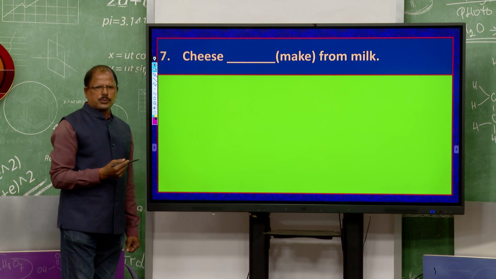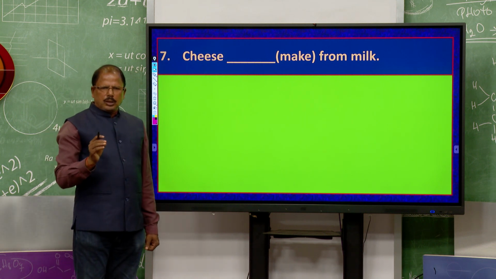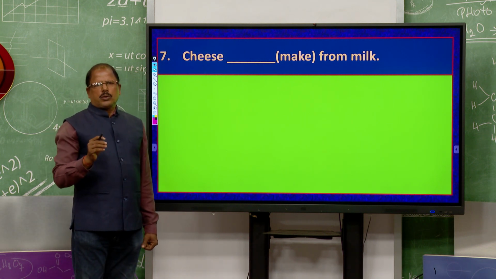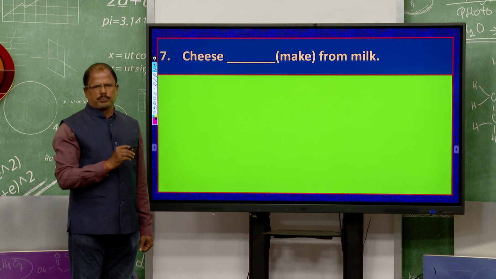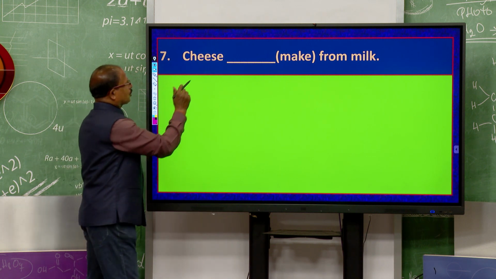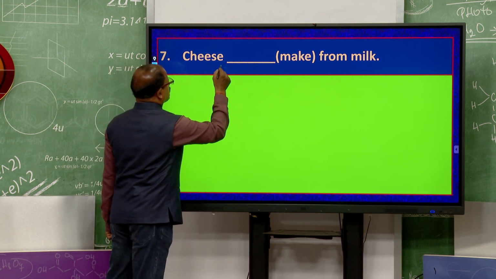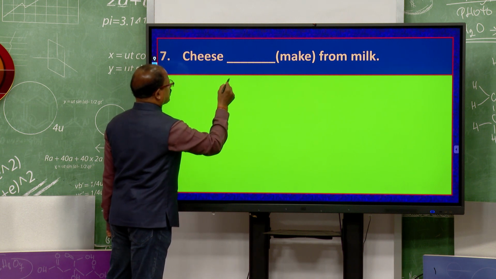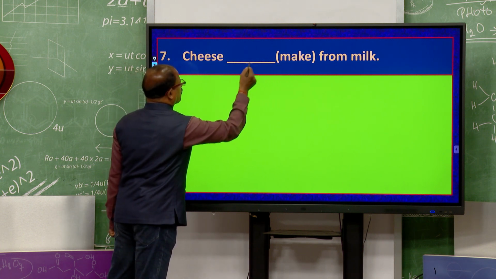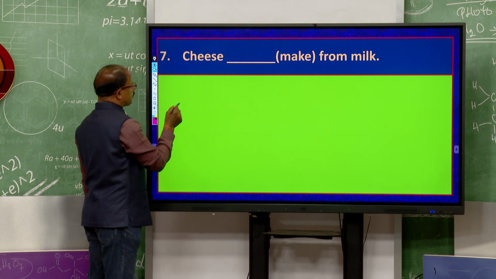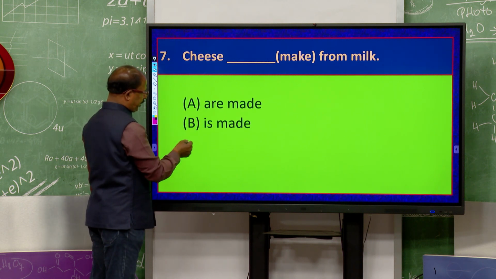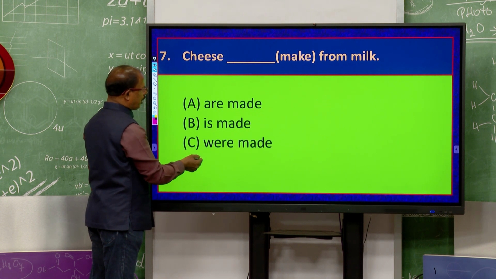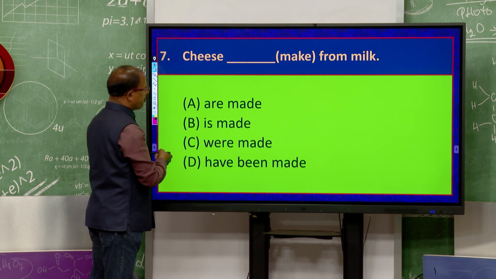So, my dear students, you can find some questions where you are to use just the correct form of the verb, right. So, cheese dash, you just see there is nothing to change in the sentence, but you have to select the form of the verb. Let us go to the options. Option A, are made, option B, is made, option C, were made, option D, have been made.